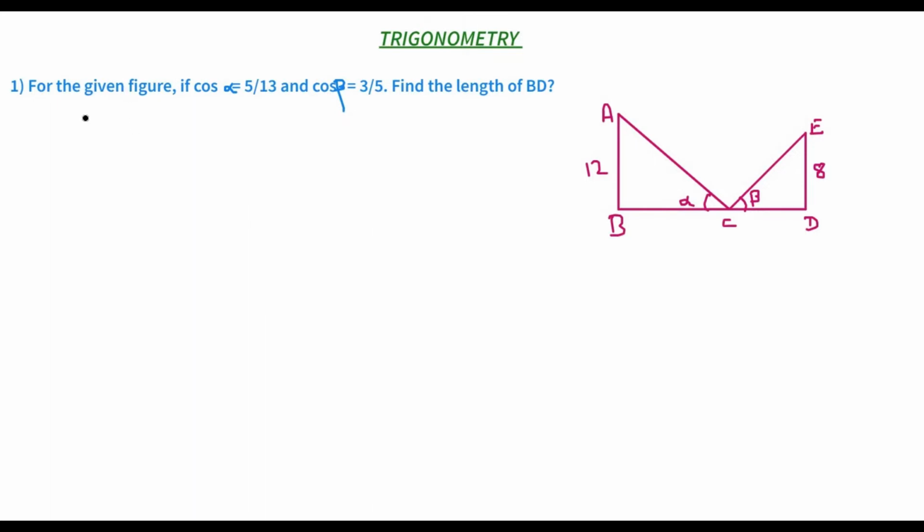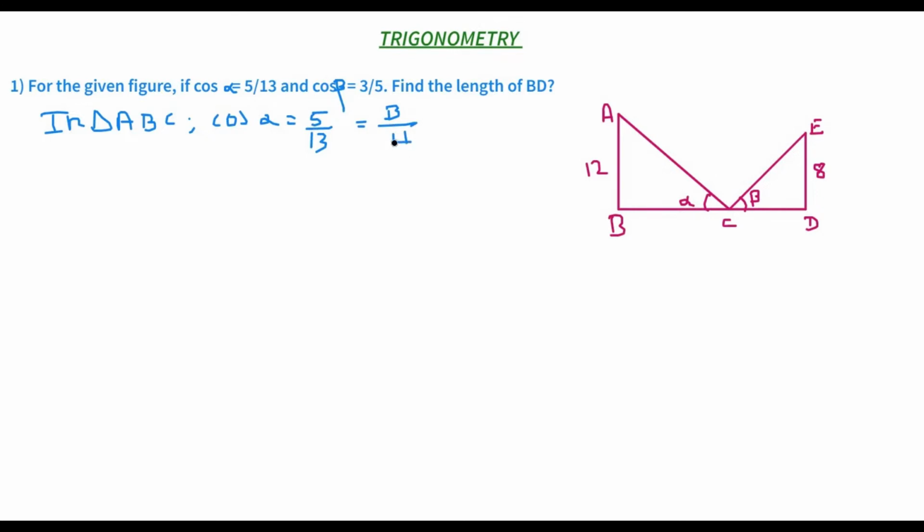So let's see what is given to us. First, let's take this first triangle ABC. So in triangle ABC, what do we know? We know that cos alpha equals 5 by 13. So they have given cos alpha as 5 by 13. So what is cos alpha? What is the formula for cos alpha? Right, it is base by hypotenuse.